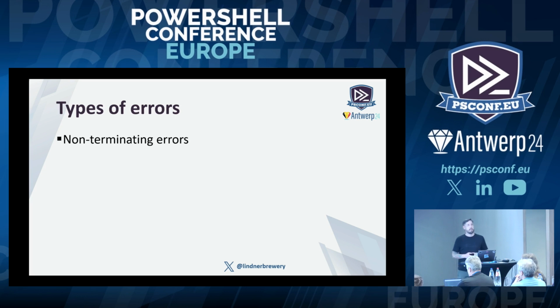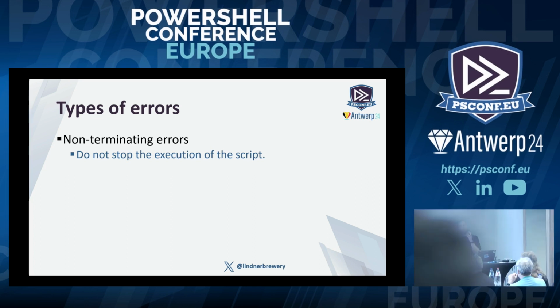So in PowerShell, basically, we've got two types of errors. We've got non-terminating errors. They do not stop the execution of the code. A non-terminating error will just get printed on your console. The script execution will continue, and all the code after that will be executed. It's pretty unique to PowerShell. Other languages don't know this concept of non-terminating errors.